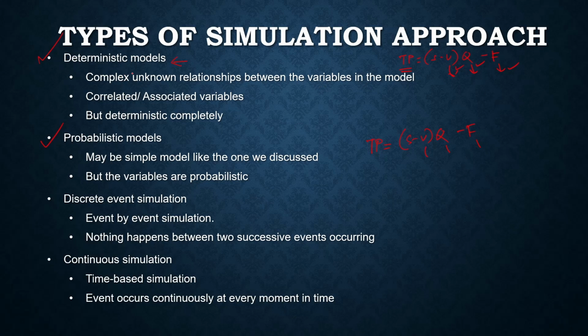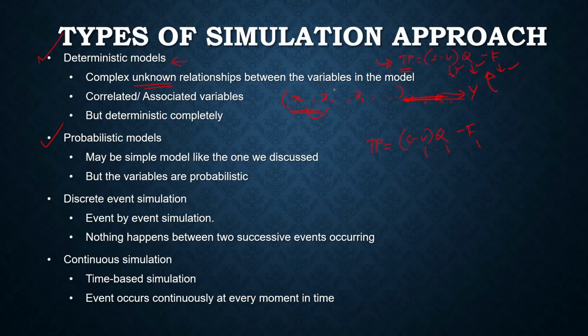In case of deterministic models, the model itself is not like this childish simplistic model. It will be a complex model. Sometimes it will be an unknown model. That means only variables are there. Suppose x1, x2, x3 variables are there, and some output is there, and you don't even know the relationship between these variables, and also you don't even know whether these variables are correlated or associated or anything like that.